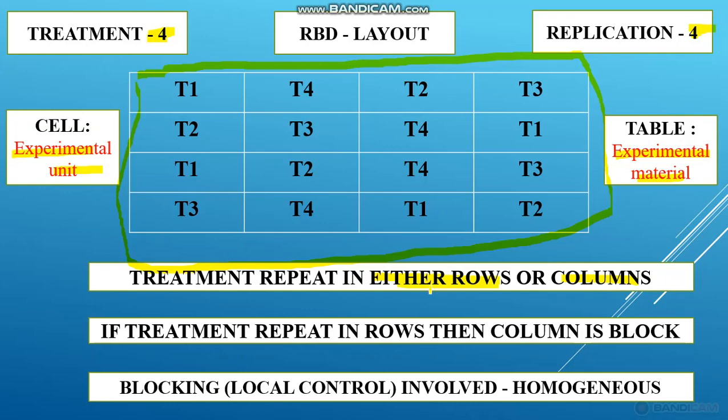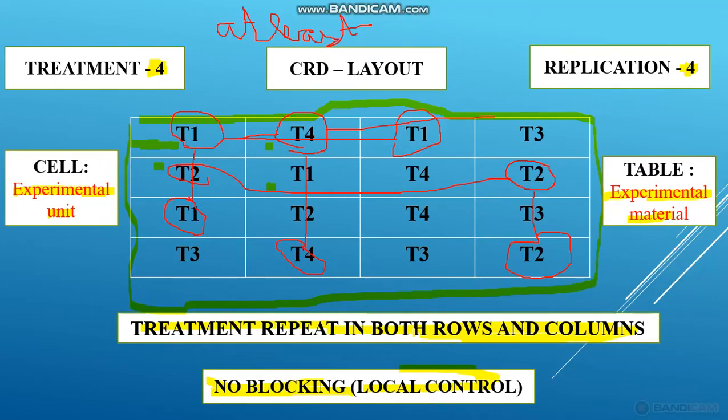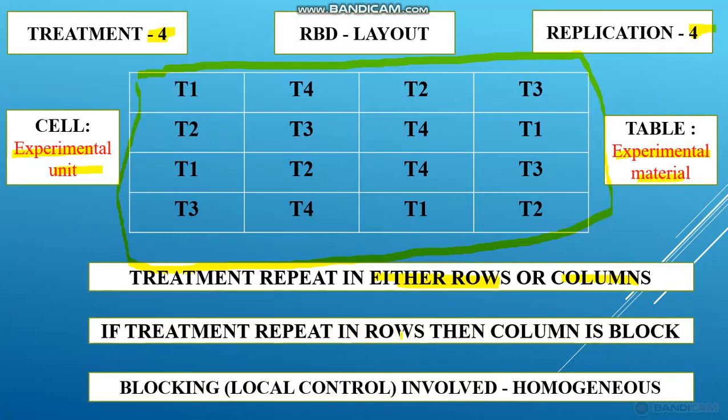In CRD, the treatment repeats in both rows and columns, but in RBD it will repeat either in rows or in columns. For example, I am taking T1. Here you can see T1 is repeating in column, but it is not repeating in row.